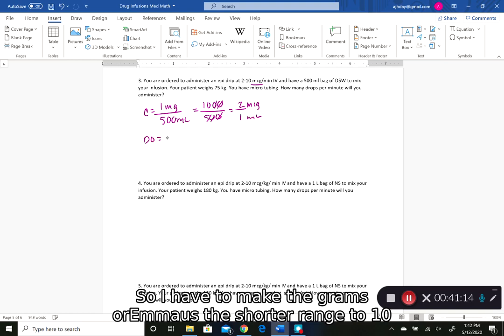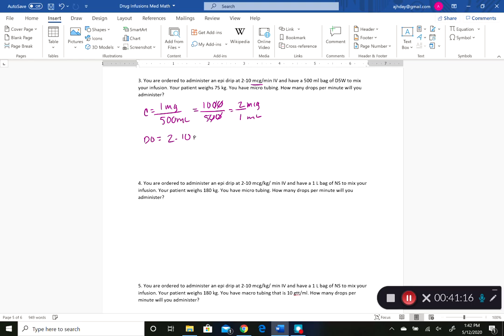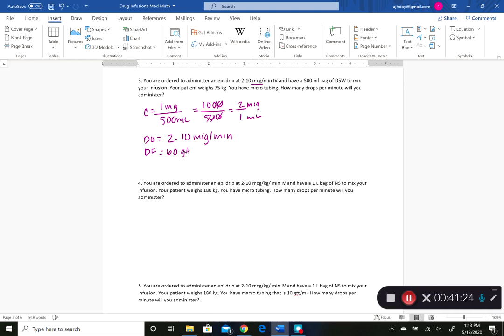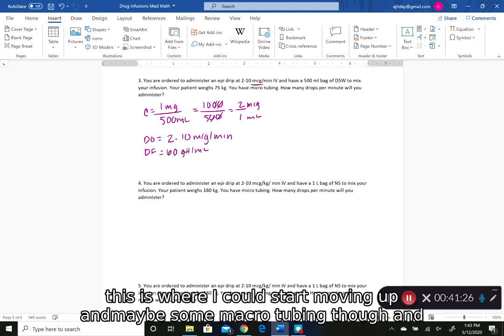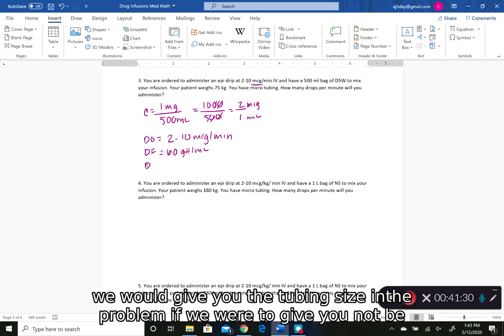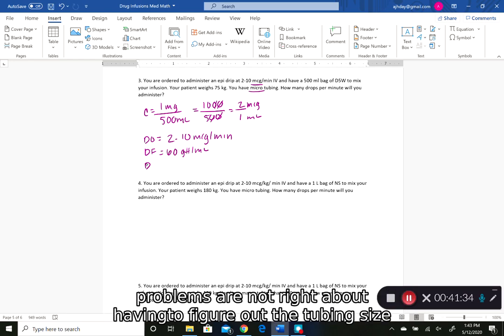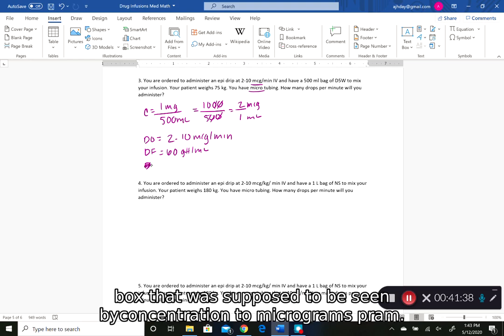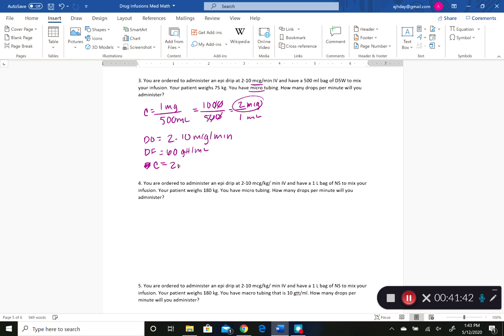Dose ordered, I have a range, 2 to 10. Drip factor, we're going to stick with 60 for now. This is where I could start moving up into maybe some macro tubing though. And we would give you the tubing size in the problem if we were to give you an epi problem, so don't worry about having to figure out the tubing size. Oops, that was supposed to be a C. My concentration, 2 micrograms per ml.